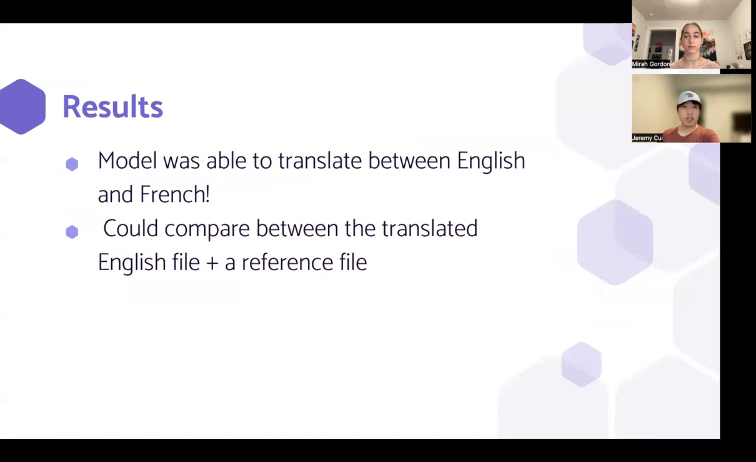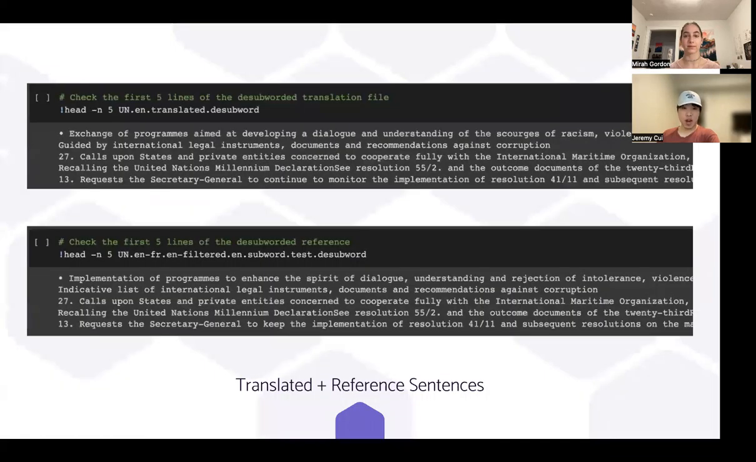And the results: the model was able to translate between English and French. It was pretty good at doing so, and we can take a look at the English file and the reference file. Above, we have the sentence translated from French to English using the OpenNMT model. Below, we have the reference, which is the actual sentence. So the predicted one is on top, and the testing one is on the bottom.